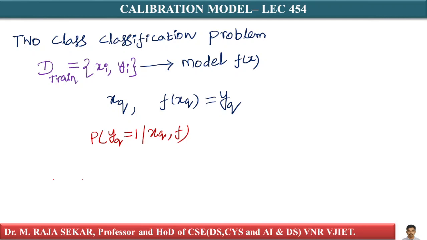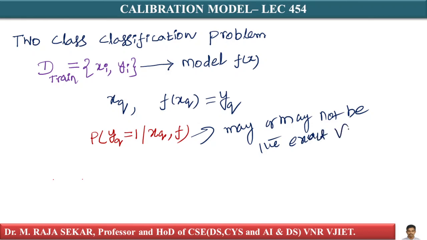Obviously the model f returns some value yq, but that return value may or may not be the exact probability. That is the difficulty, isn't it? We will try to understand this with a simple example.